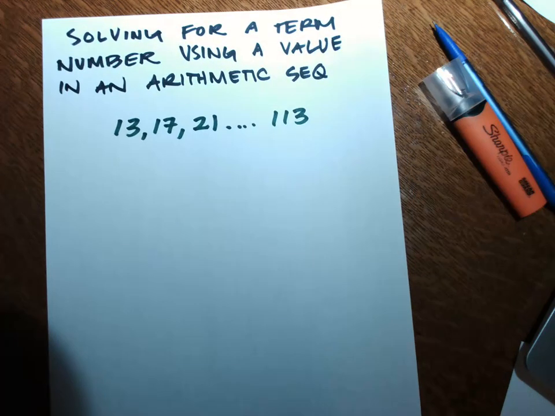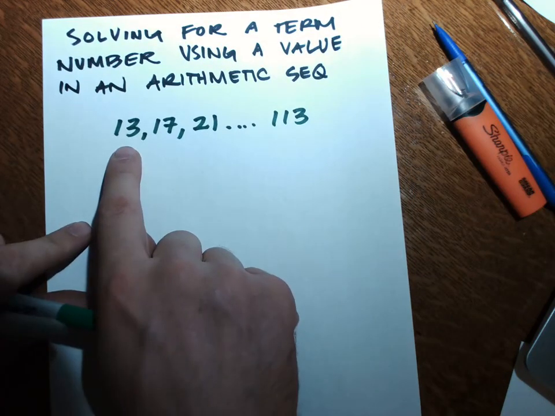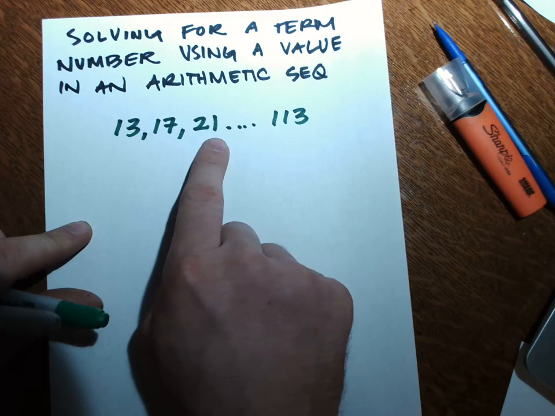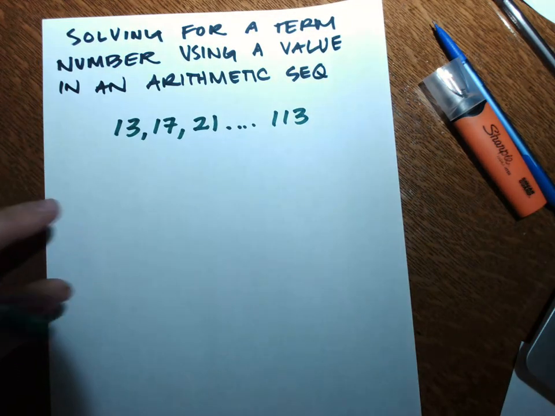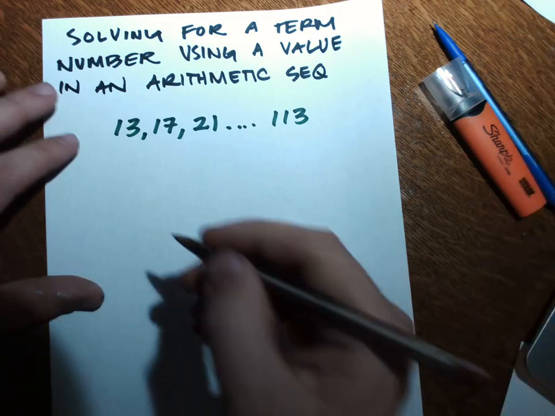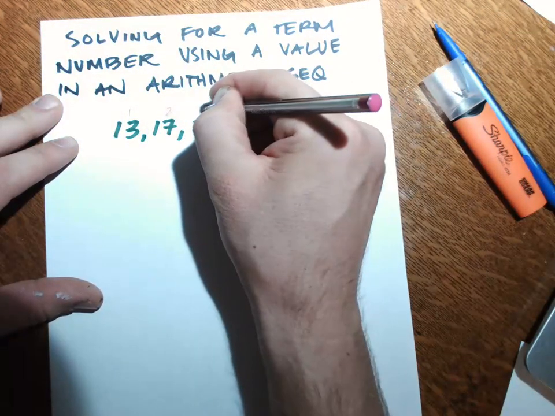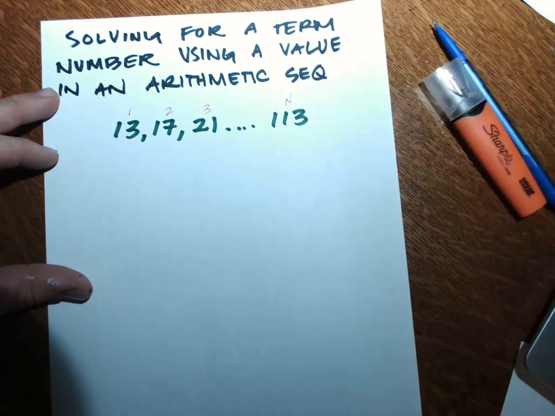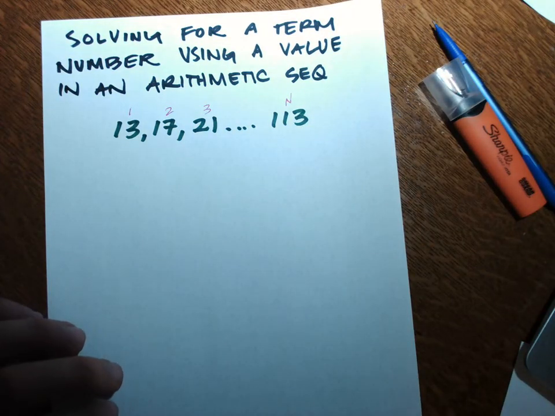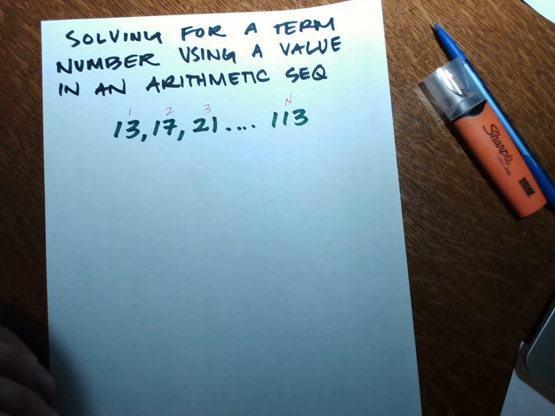All right, in this case, we're going to be solving for a term number. In this example, we have 13, 17, 21, and eventually this pattern will reach 113, and we're trying to figure out when that happens. So there's the first number, second number, third number, and then this one we're figuring out. We'll call it n for now. And this is a solve for n kind of problem.